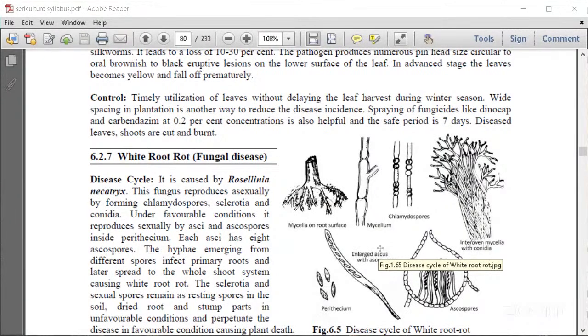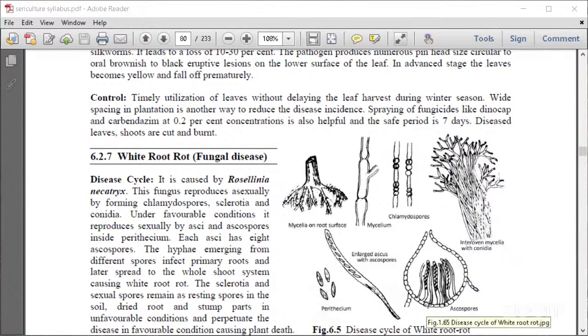necatrix. This fungus reproduces asexually by forming chlamydospores, sclerotia, and conidia. Under favorable conditions, it also reproduces sexually by producing asci and ascospores inside the perithecium. Each ascus has 8 ascospores. Here you can see the ascospores. This is the reproductive cycle, that is sexual reproduction.